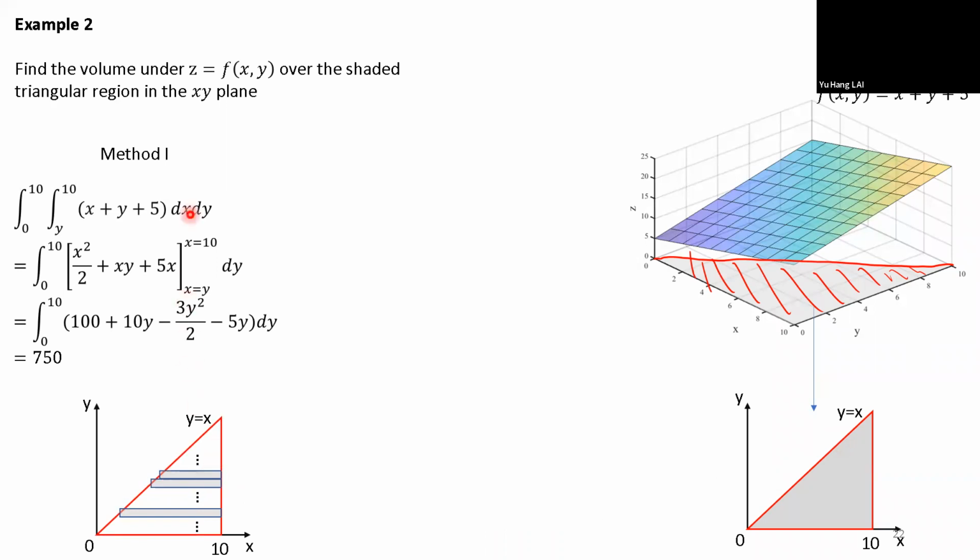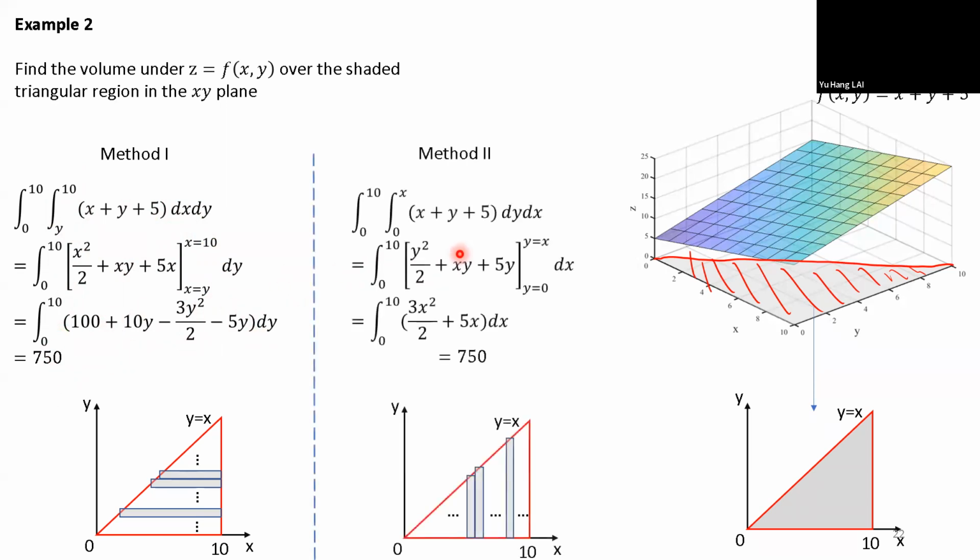So what you have for the inner integral is that your lower limit is y, because this line is y equals x. So that means for a particular x value, this is equal to y. So this is your inner integral. After you integrate it, you get a function of y, and then you take care of the outer integral, and get a number.